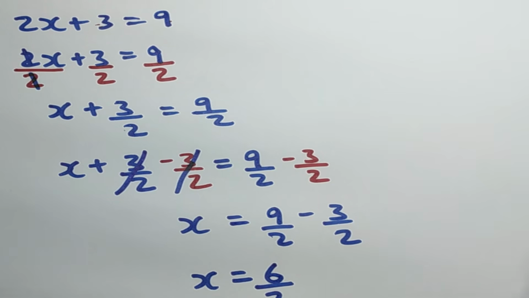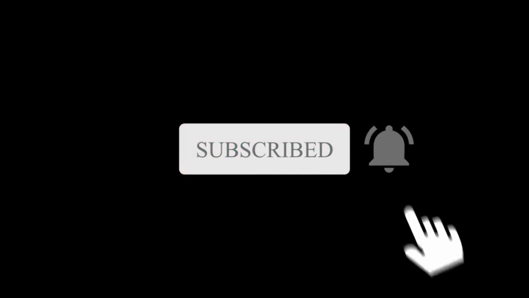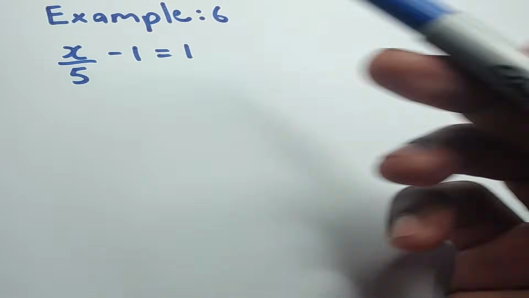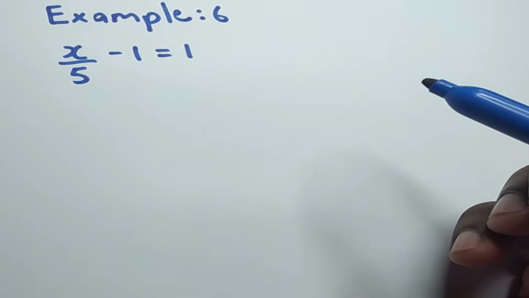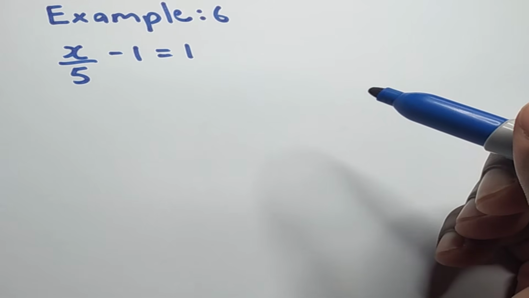All right, now let's look at example 6. So this is what we have in example 6. Here we were given x over 5 minus 1 is equal to 1. And again, there are two ways we can actually treat a scenario like this.